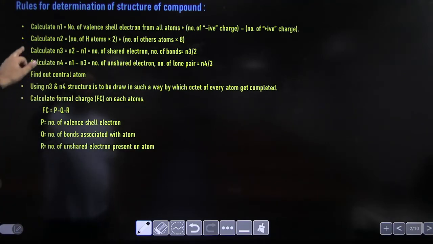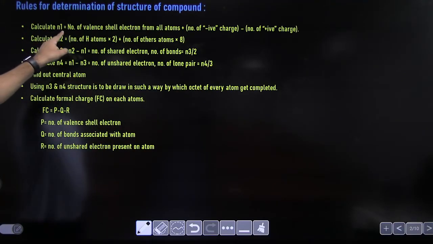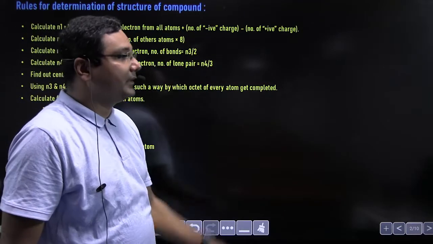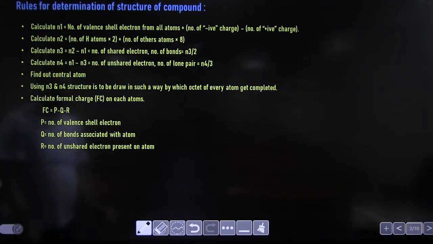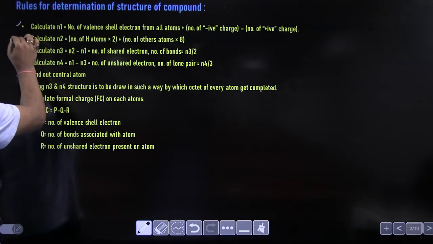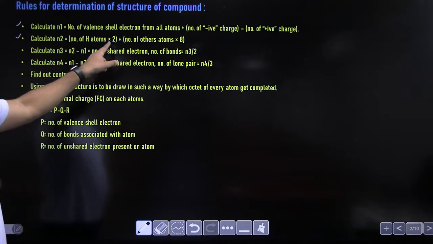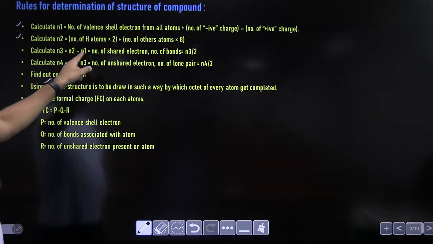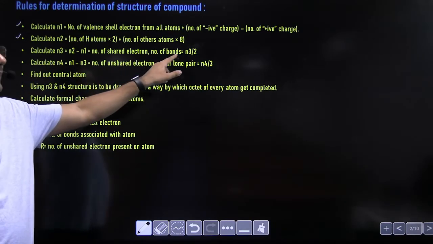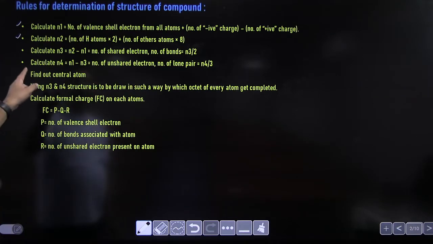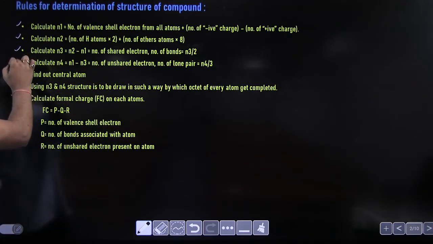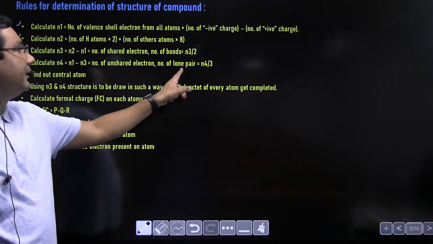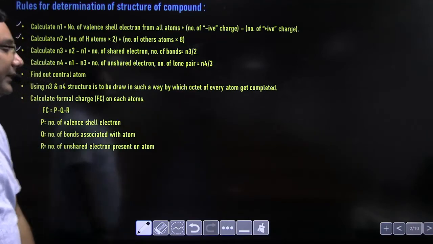First of all, we have to calculate N1. N1 is the number of valence electrons from all atoms plus the number of negative charge minus the number of positive charge. Then we have to find N2. N2 is the number of hydrogen atoms into 2 plus the number of other atoms into 8. Then N3 equals N2 minus N1, that is the number of shared electrons, and the number of bonds equals N3 by 2. And N4 equals N1 minus N3, that is the number of unshared electrons, and the number of lone pair electrons equals N4 by 2.